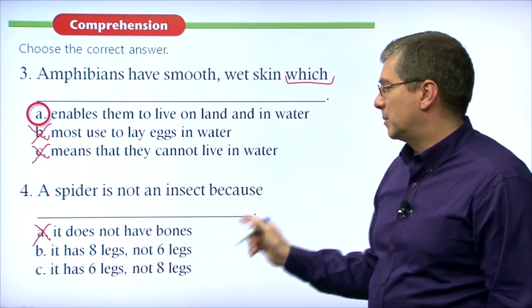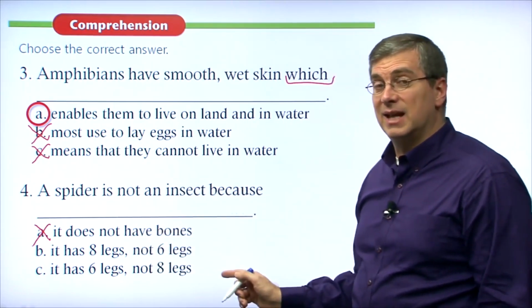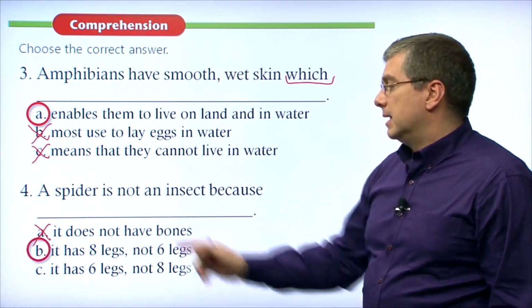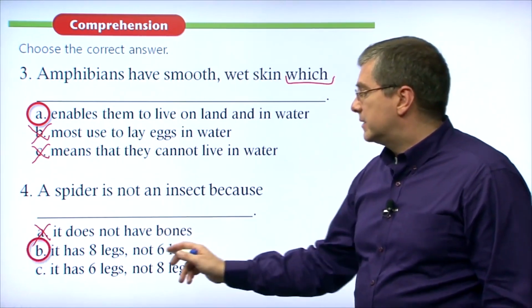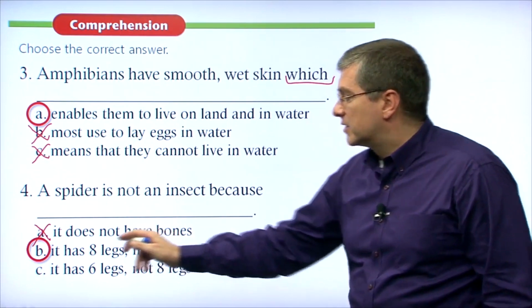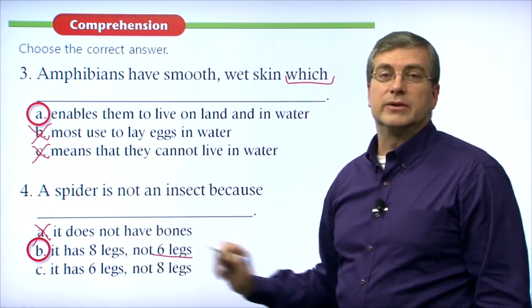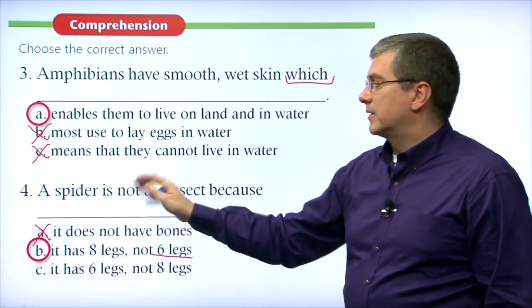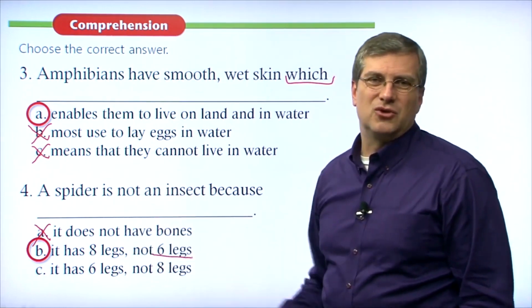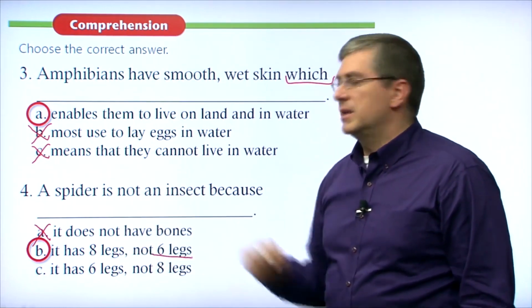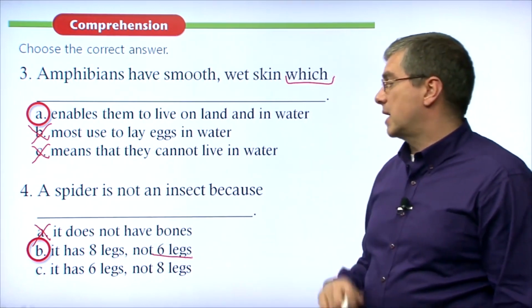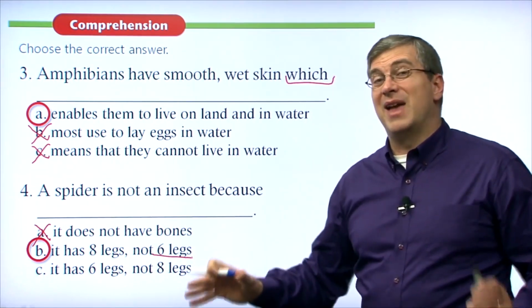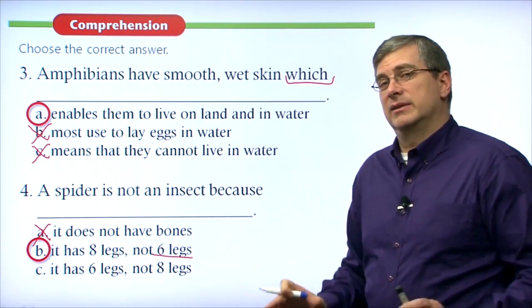A spider is not an insect because it has 8 legs, not 6 legs. That's it right there, right? A spider has 8 legs. Insects have 6 legs. Spiders have 8 legs. So spiders are not insects. C, it has 6 legs, not 8 legs. No, that's not correct. They just switched the numbers around trying to confuse you, right? So B is the correct answer. A spider is not an insect because remember, spiders have 8 legs. Right? They're kind of scary.